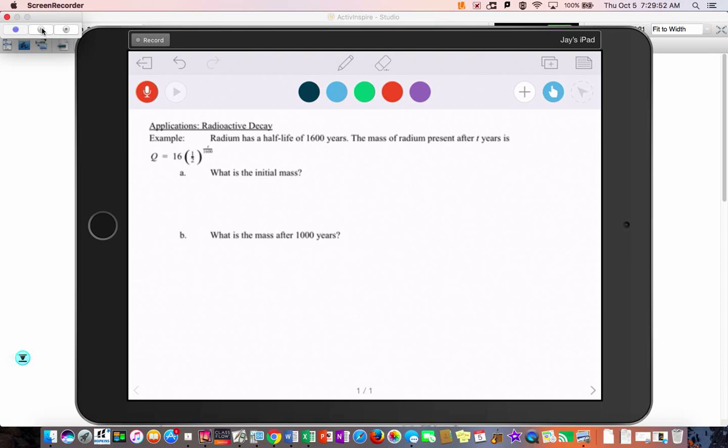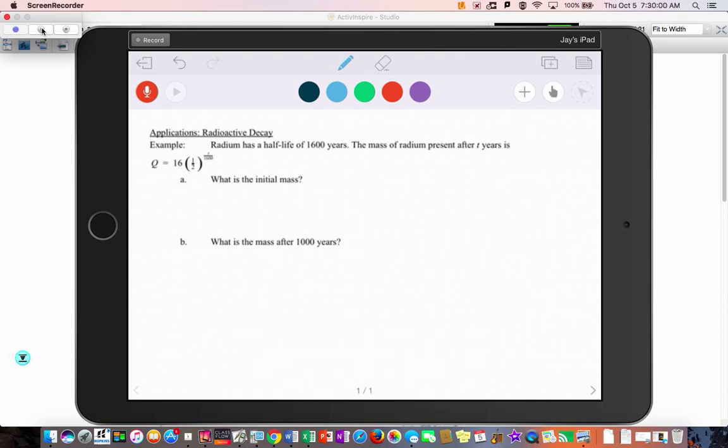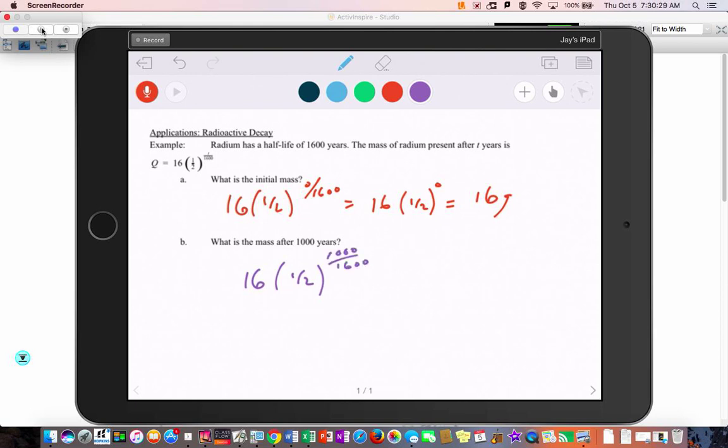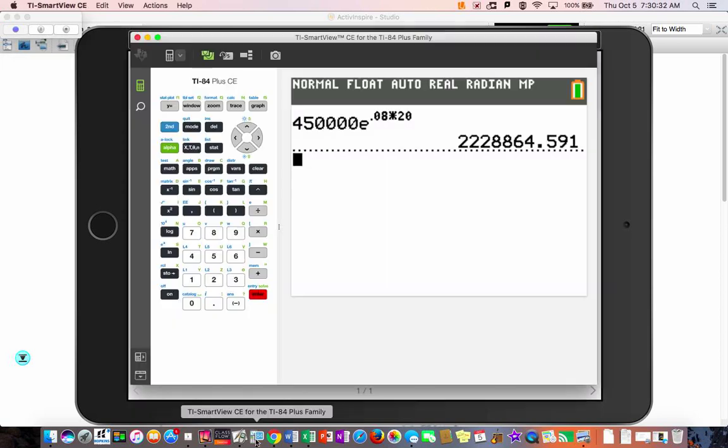So what is the initial amount here? Again, if you put 0 in for T, you end up with 16 to the 1/2, 0 over the 1600. So that's 16 times 1/2 raised to the 0 power, which again would be 1, and we're left with 16 grams. So the initial or starting amount is that. And now if you plug this in, you do 16 and put 1,000 years over 1,600 years. So pretty easy to go to the calculator.